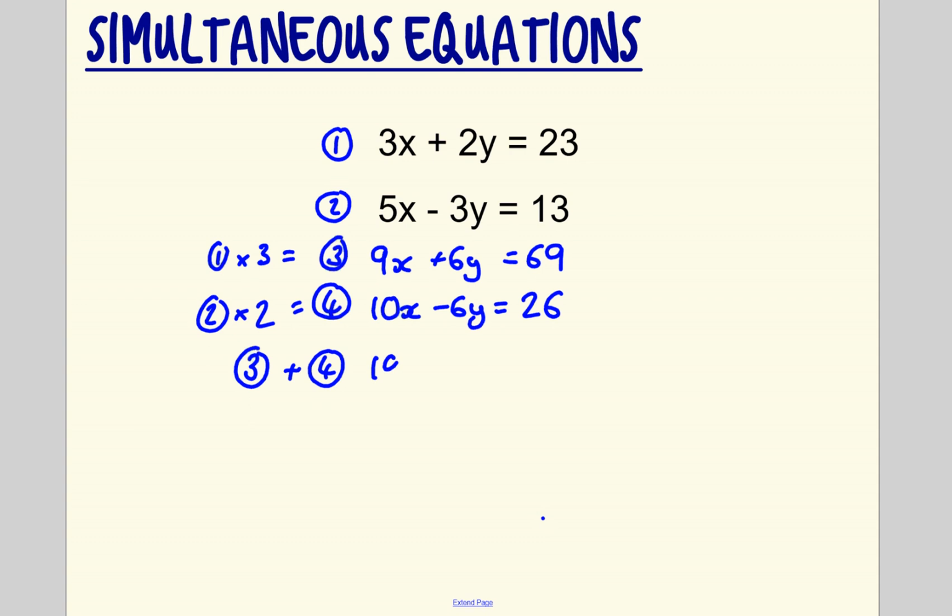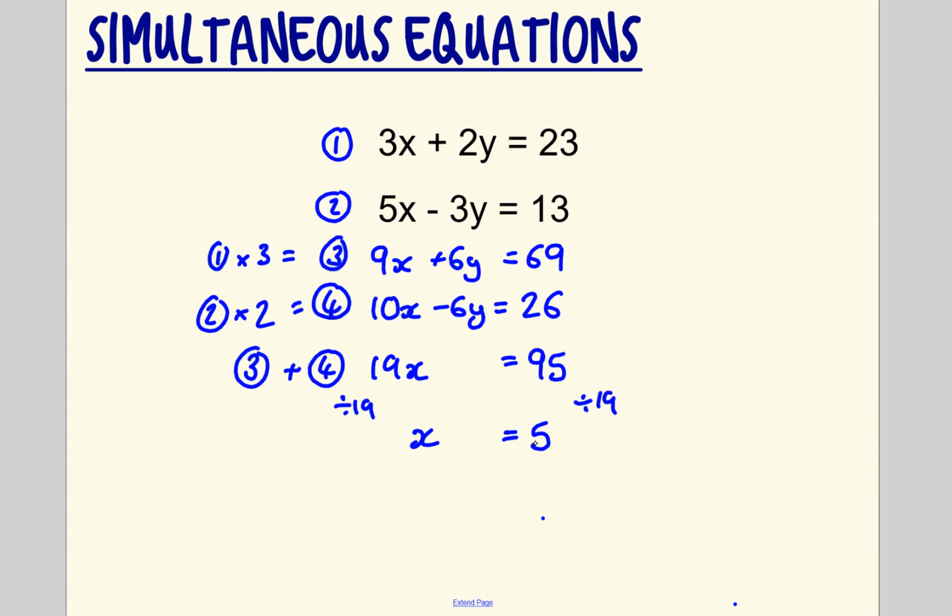That's going to give you 19x equals, what's that going to make? 85? Just check that, sorry. No, 95. And then we can divide both sides by 19, which tells us that x is 5.